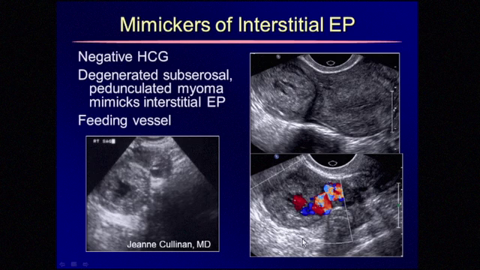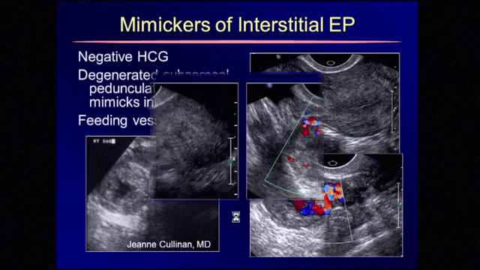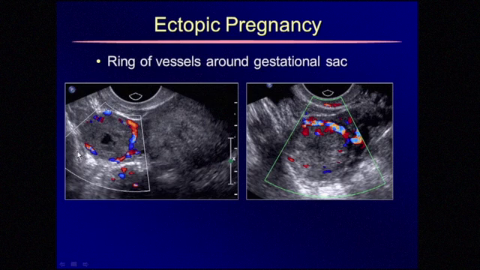What helps us here to decide on this is the bridging vessels, the vessels coming from the uterus to feed this pedunculated myoma. That is in contradistinction to what happens with the interstitial ectopic pregnancy, where you have a ring of vessels around the pregnancy. So the things that form a ring of vessels in the body are usually a gestational sac or the corpus luteum. So obviously this is a pregnancy here.